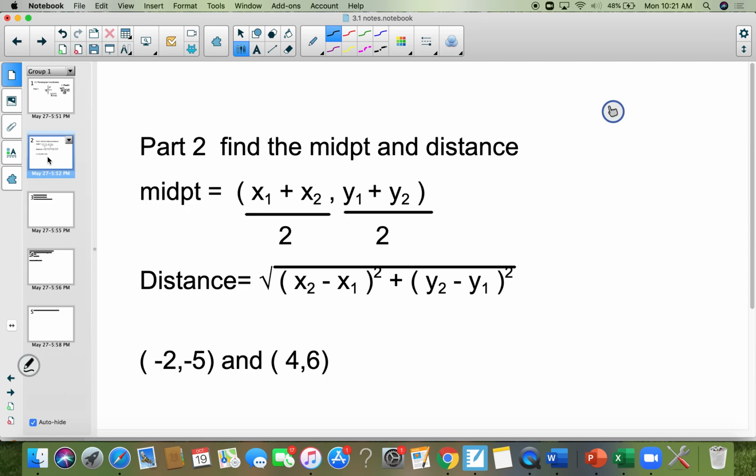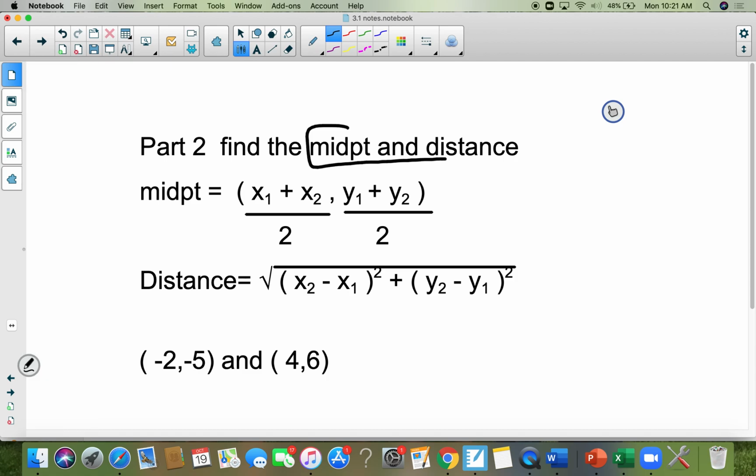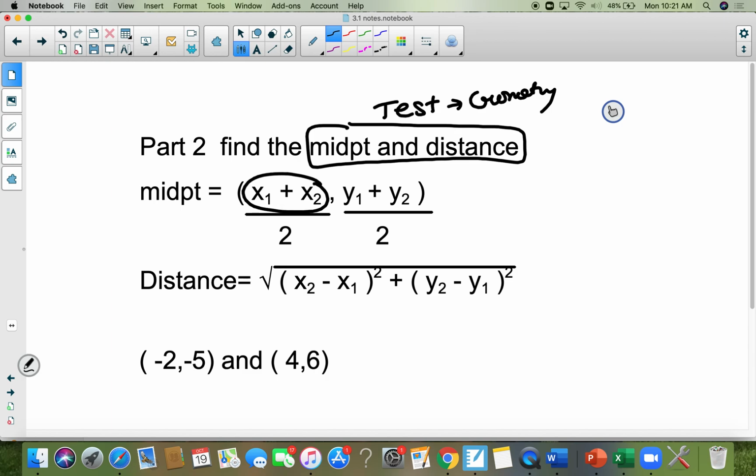Okay, part 2, you have to find the midpoint and distance. These are the midpoint formula and the distance formula. I can give these to you on the test. You just had this in geometry a couple of years ago, but to find the midpoint, you add your x's together and divide by 2. You add your y's together and divide by 2, and we'll do an example. To find the distance between 2 points, it's the square root of x2 minus x1 squared plus y2 minus y1 squared. So let's do an example.